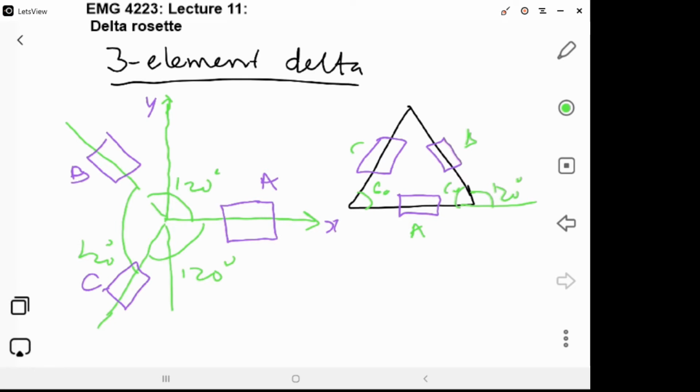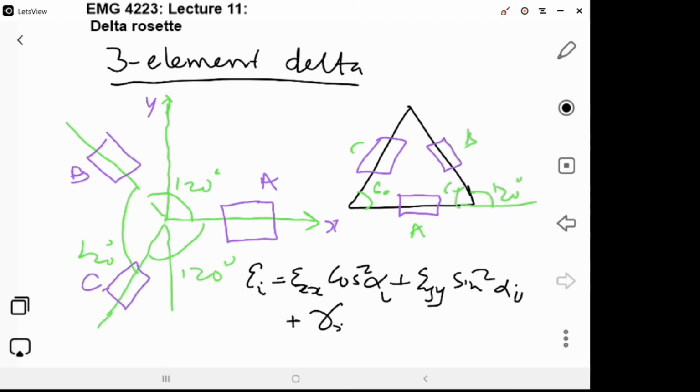Now, we'll still apply our equations. If I can go back to the equations we wrote down, where we said the strain at any point is given by the strain in the x direction, alpha I, plus strain in the y direction, alpha I, plus the shear strain, like that.